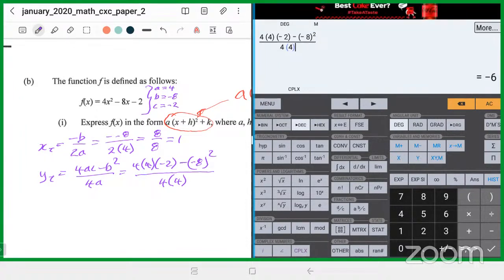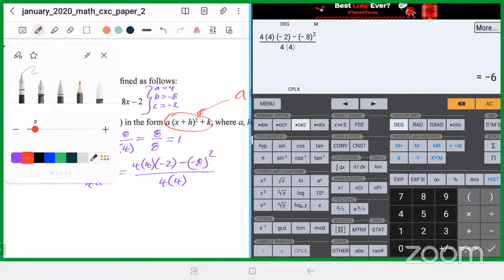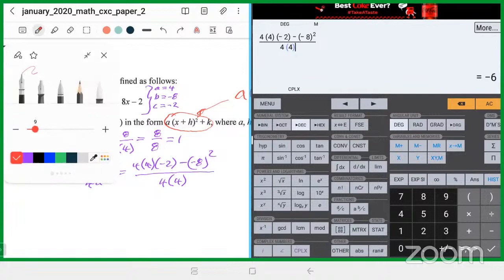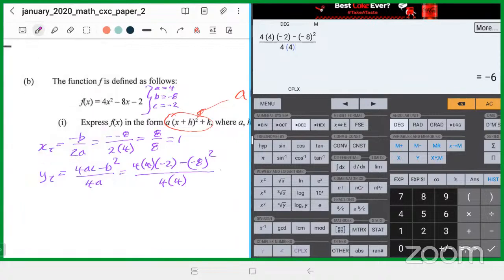So instead of wasting time trying to simplify it down, write this exactly as it appears and put it in the calculator exactly as it appears there. All right, so it's -6. But let me show you the other way now that you can find it. All right, I get the same thing.